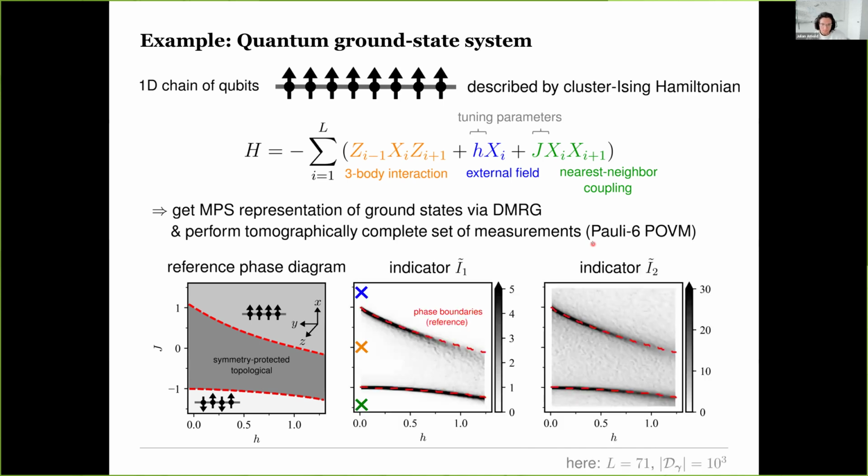way. So here you see again the corresponding indicator maps, I1 tilde, I2 tilde. And in that case, both of them nicely highlight the phase boundary and thus map out its phase diagram.